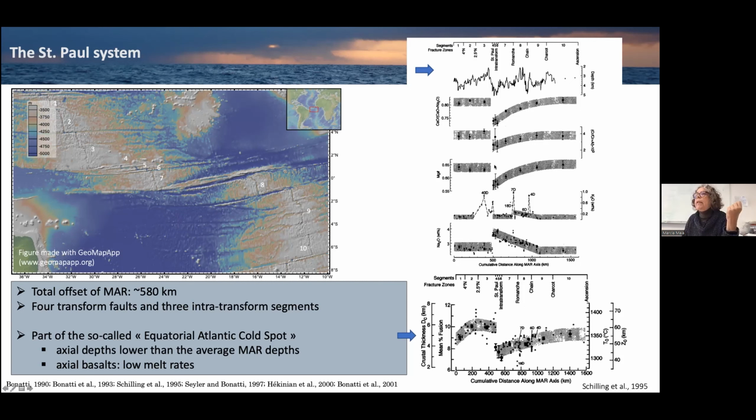And the transition would be around the St. Paul system, between the northern part, a northern mantle that would be more fertile and melt more, and the southern mantle that would have a lower temperature or a different composition that would yield lower degrees of melt.